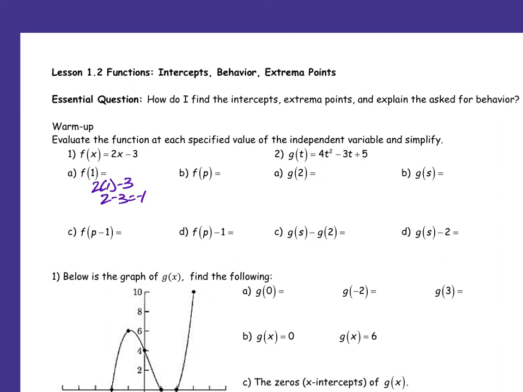B, I'm substituting wherever there's an x, I'm putting a p. So I get 2p minus 3. That's all I can do. So I'm done there.